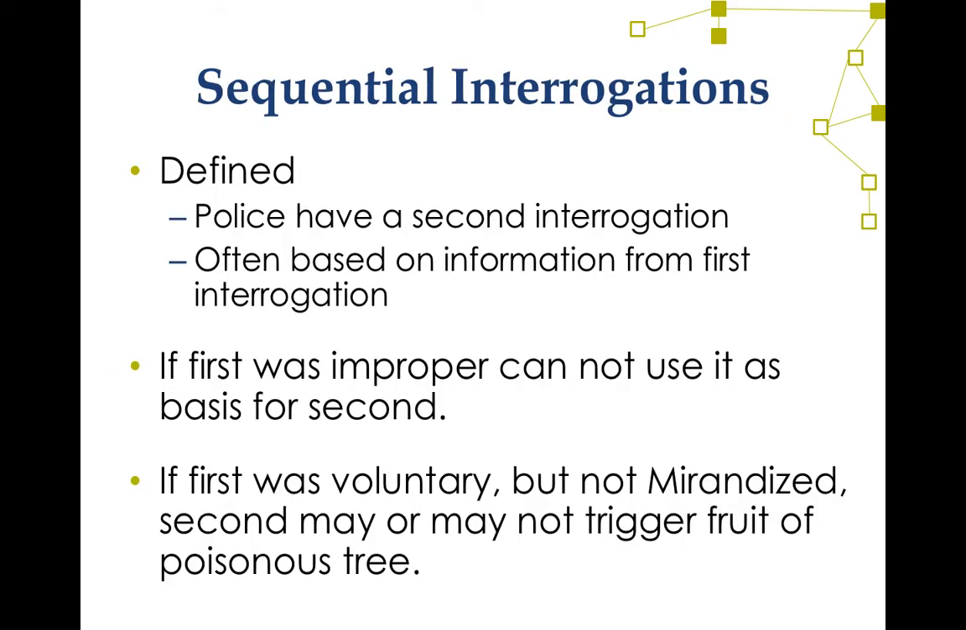A sequential interrogation is when the police have a second interrogation, and it's often based on information they get in the first one. If the first one has been proper, it cannot be used as the basis for a second one. If the first one is voluntary but not Mirandized, the second may or may not trigger the fruit of the poisonous tree doctrine.